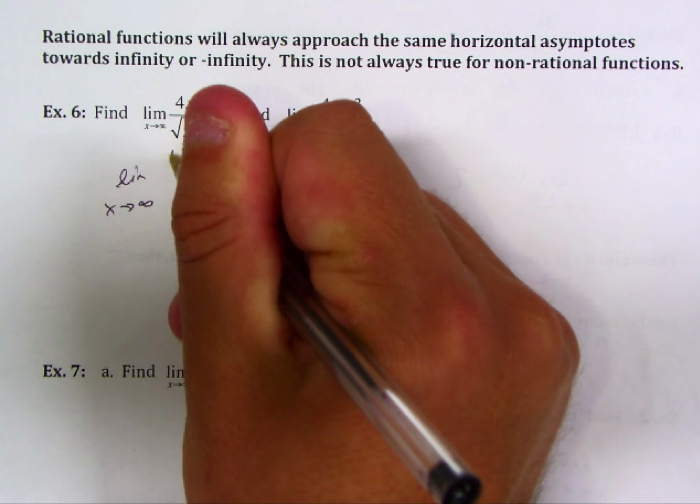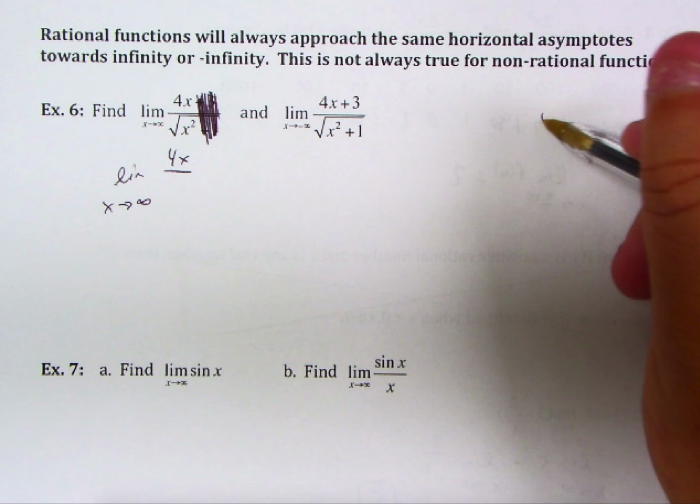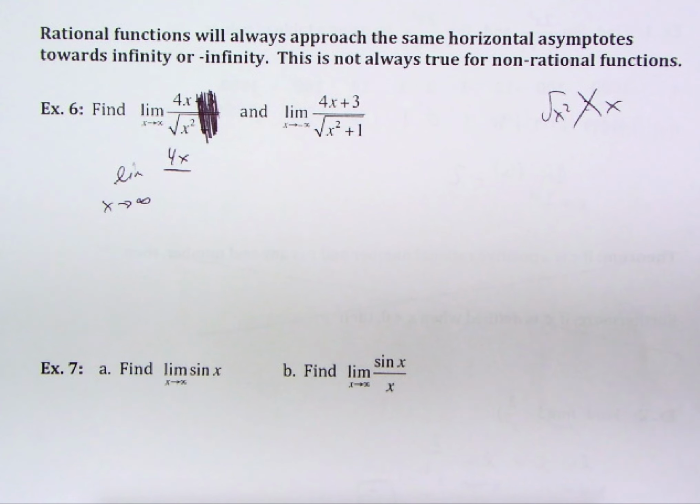On top, we have 4x. On bottom, the square root of x squared. Now, a lot of students might think the square root of x squared is x. And that's incorrect. That's a wrong assumption. And I want you to understand why that's wrong. I'll tell you what it is, but I want you to understand why this is not true.